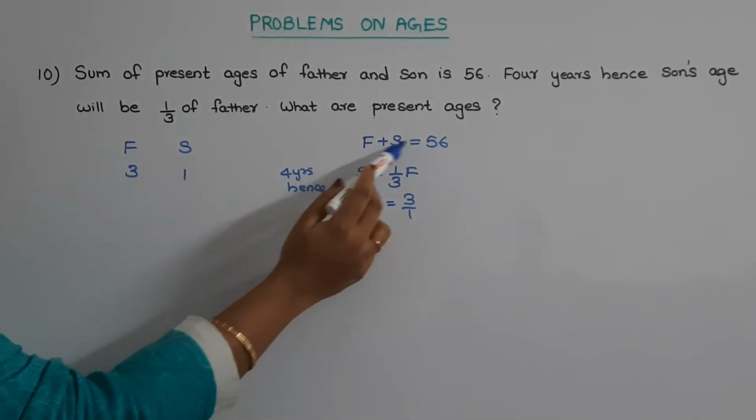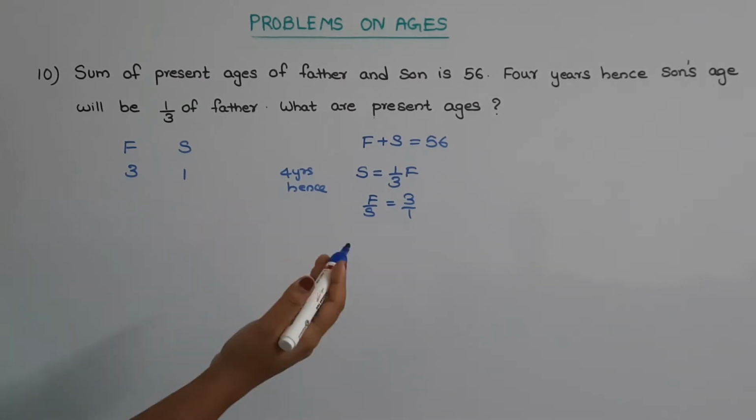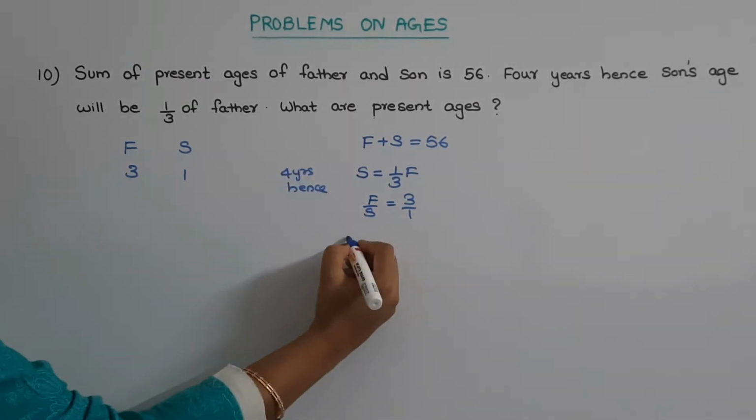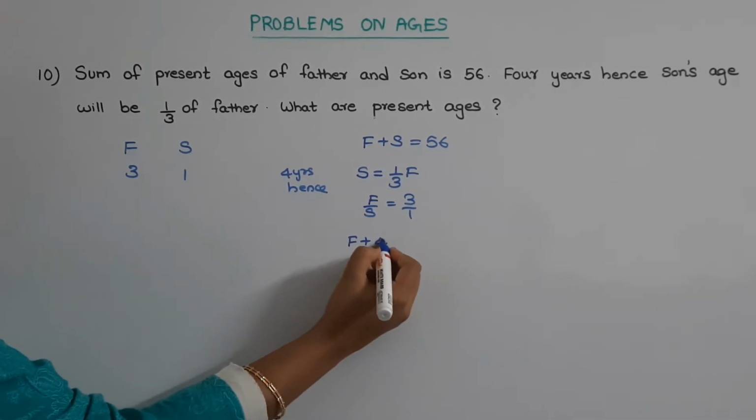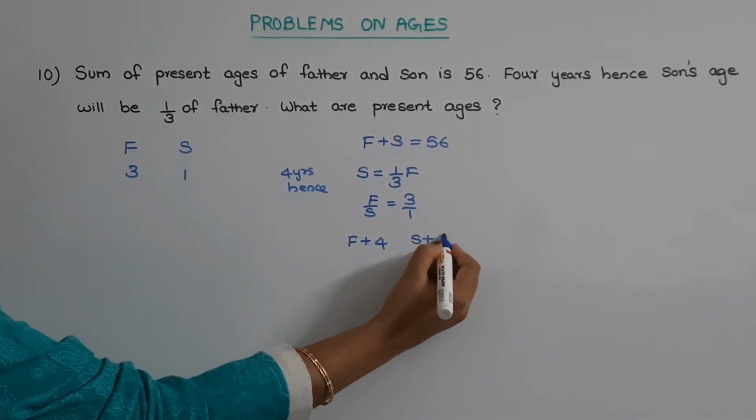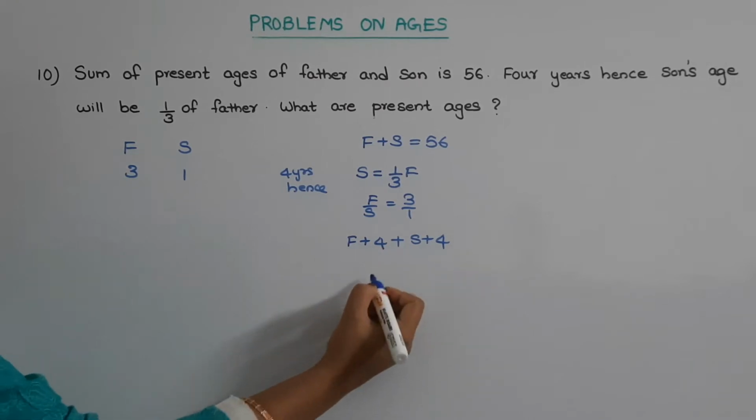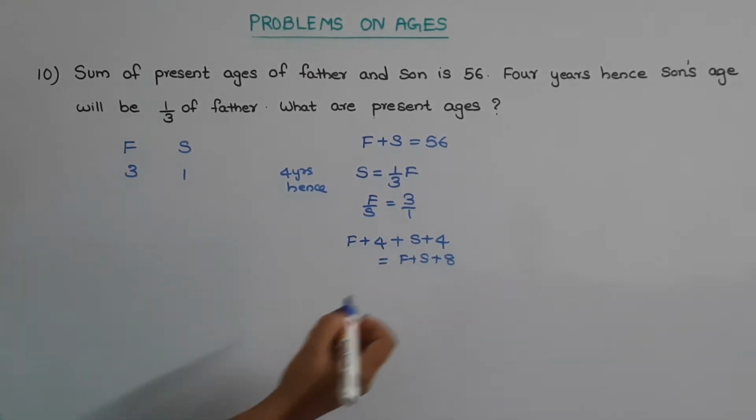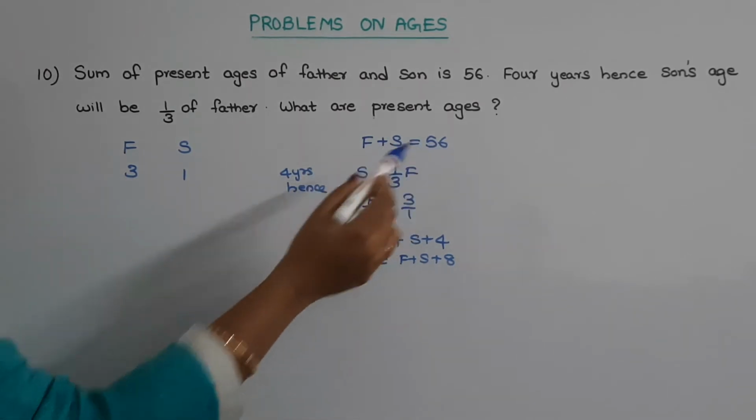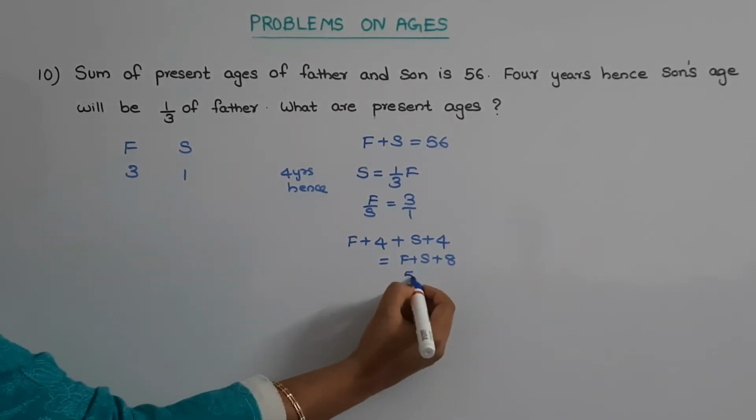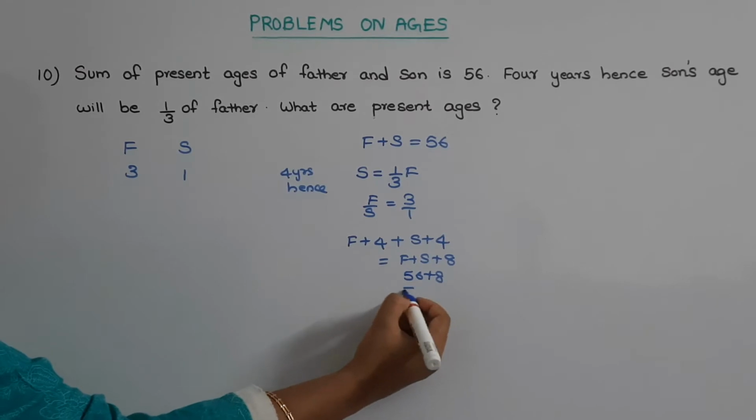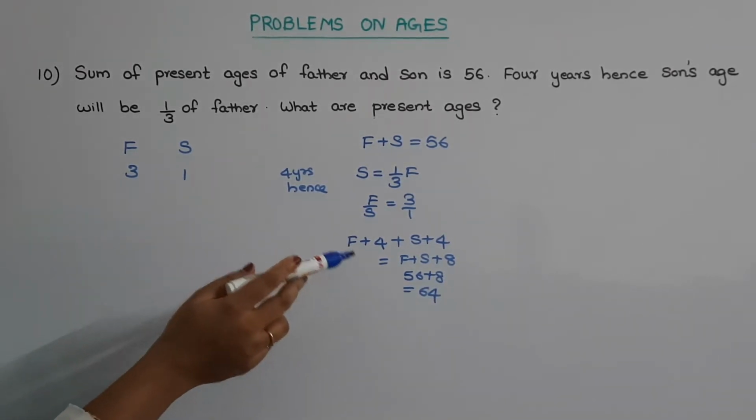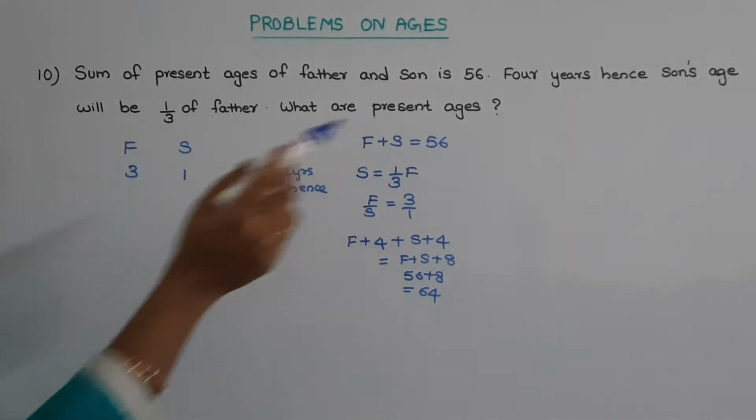At present the sum is 56. Then what will be their sum after 4 years? After 4 years, father's age will be F plus 4 and son's age will be S plus 4. Then the sum of their ages will be equal to F plus S plus 8. So the sum of their ages after 4 years will be equal to 56 plus 8, that is 64.